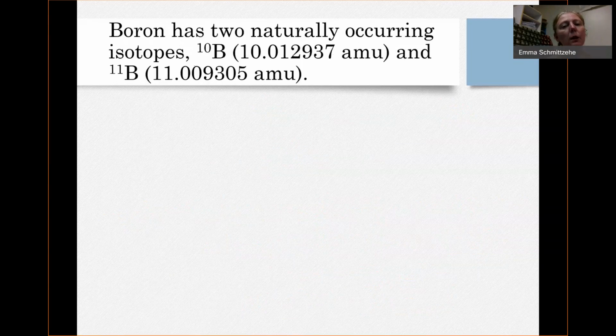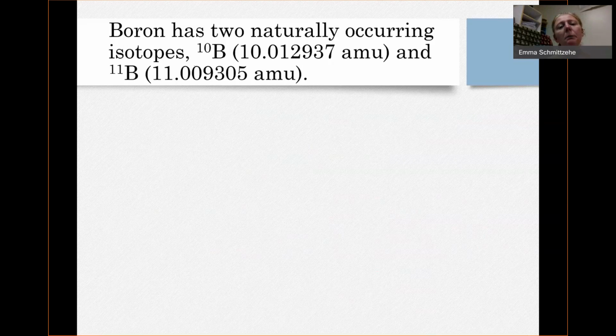So here I say boron has 2 naturally occurring isotopes. Okay, now realize chlorine has 2 and boron has 2. Not every element has 2 isotopes. We've seen earlier hydrogen's got 3. Some only have 1 naturally occurring. Some have 5 or 6 or more. So that's not something that's easily predictable. That's something that is determined based on lots and lots of studies.